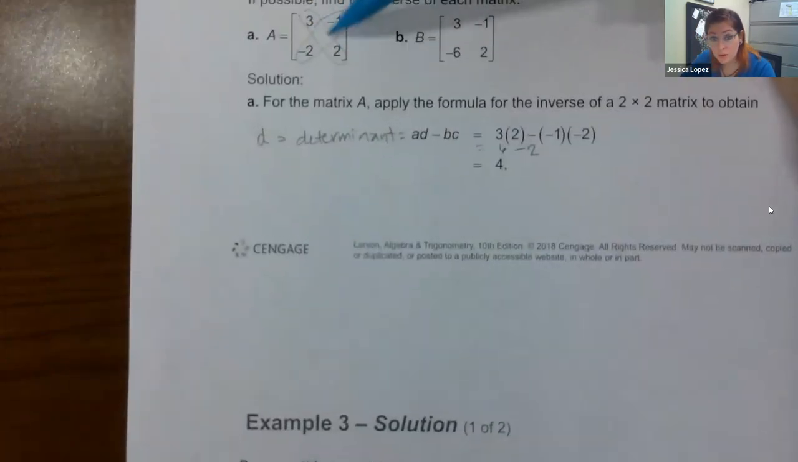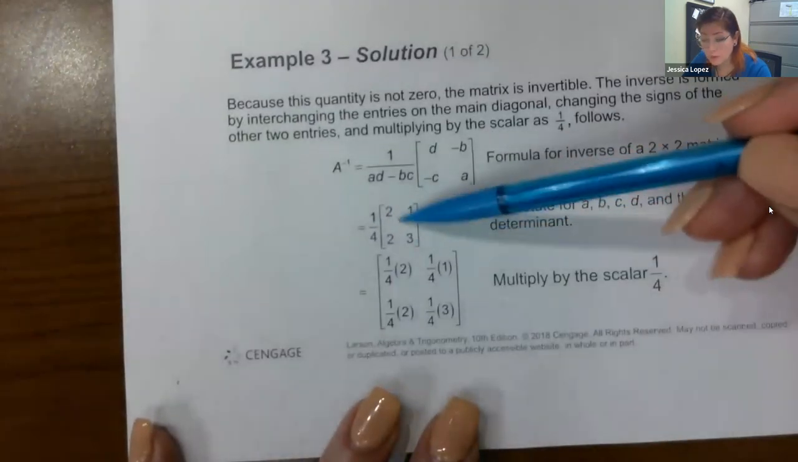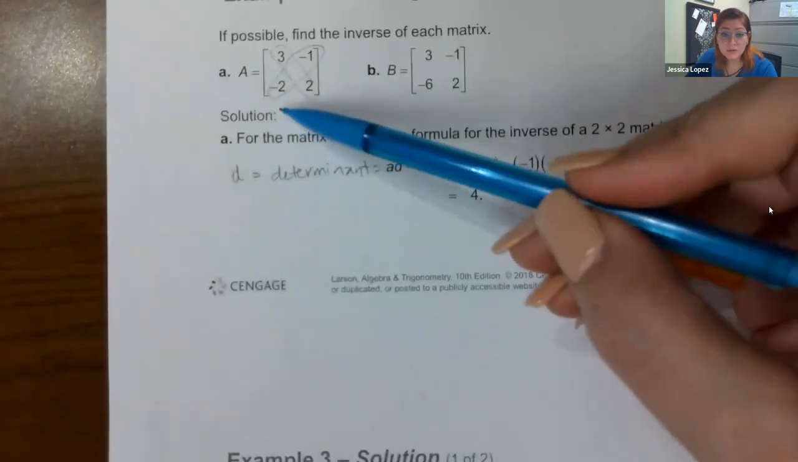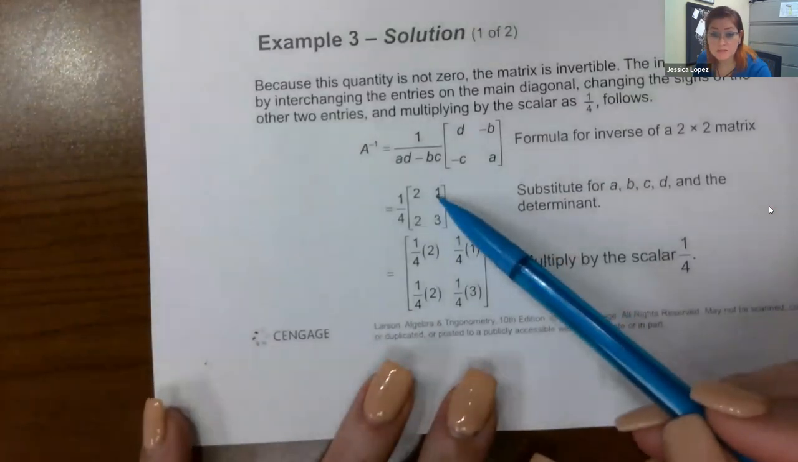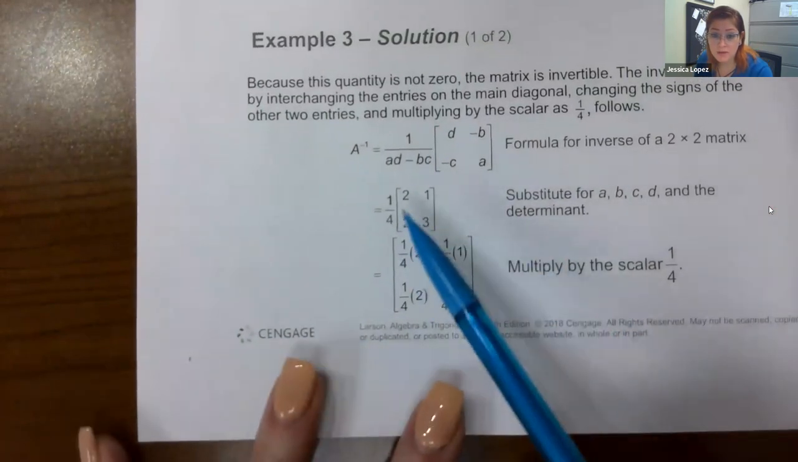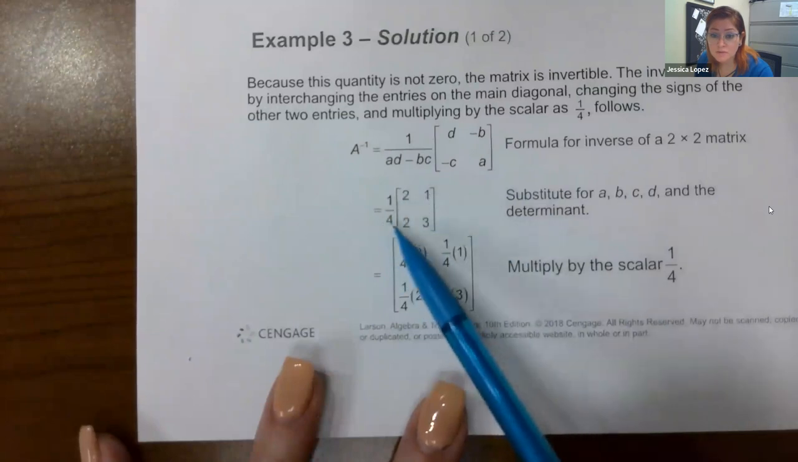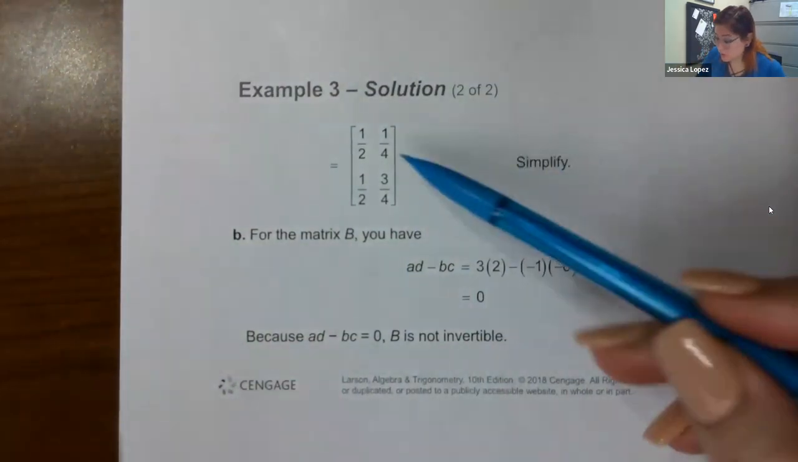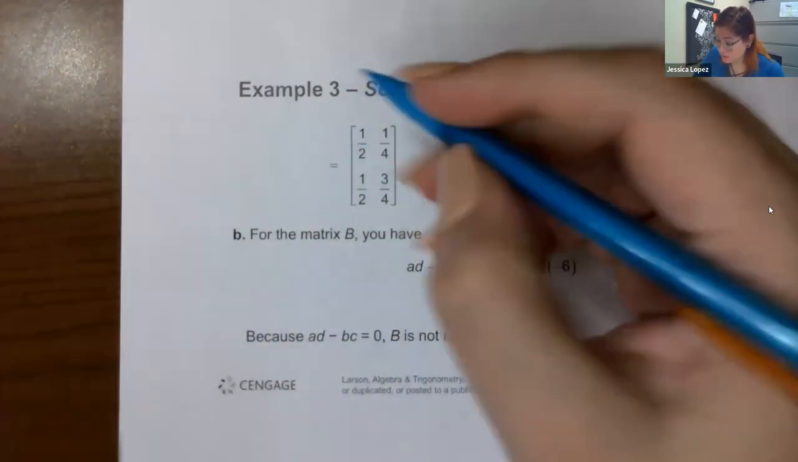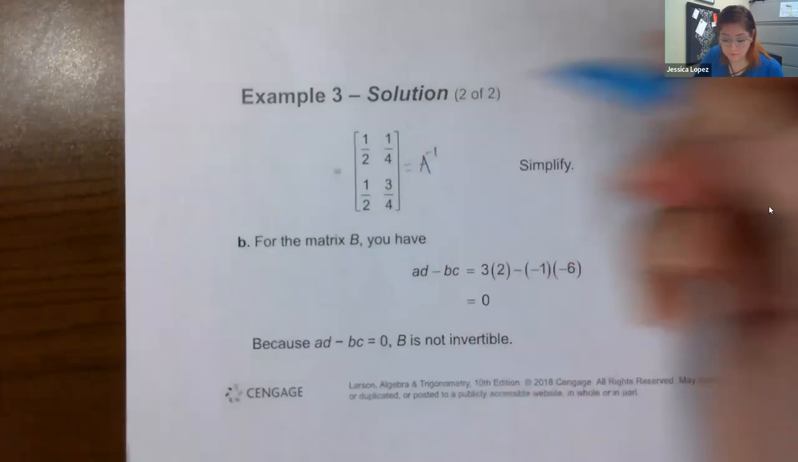And then you swap the position. So these two guys are gonna swap. So there they are swapped. And then these two guys are gonna stay put, but change sign. And so notice it's a positive 1 and a positive 2 now. And then if I multiply each one of these by 1/4, I do end up with this here, okay? So I end up with this as my inverse. So this is my inverse.